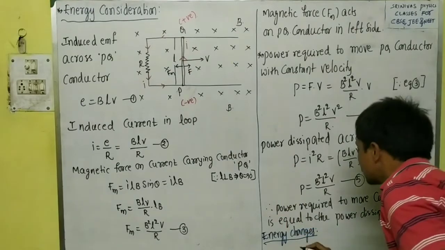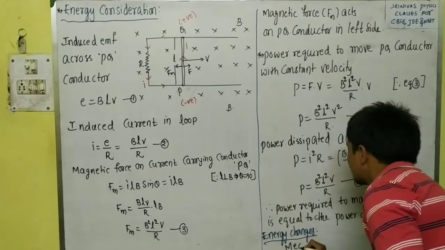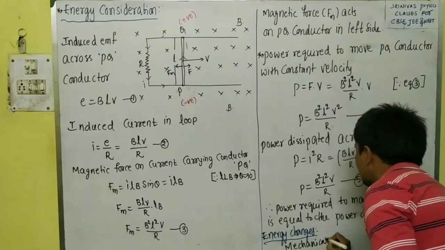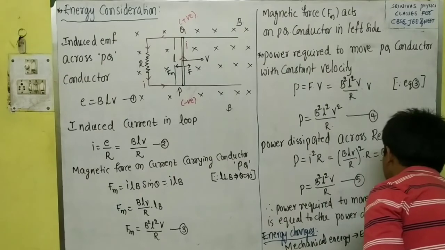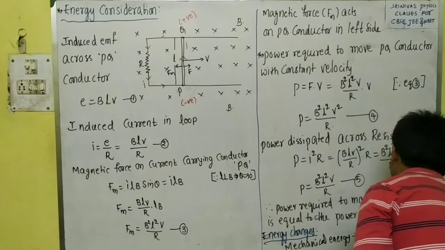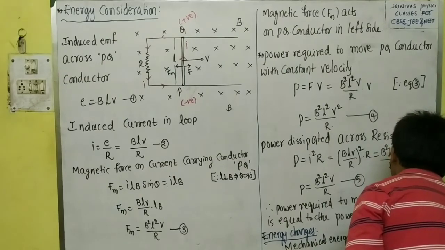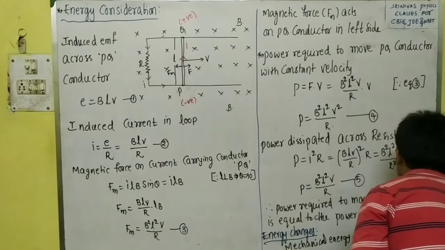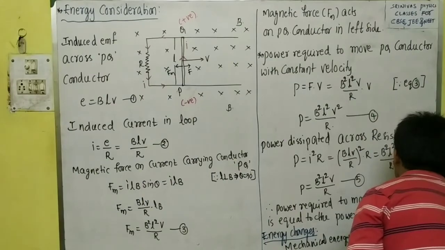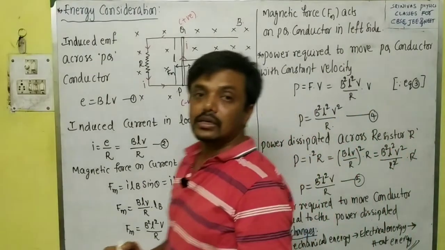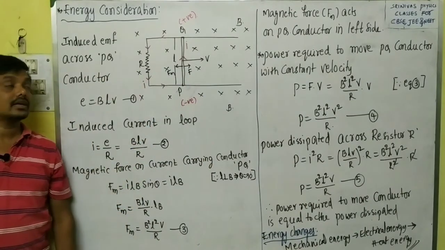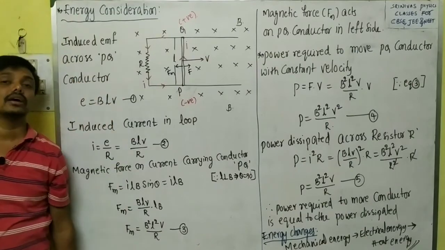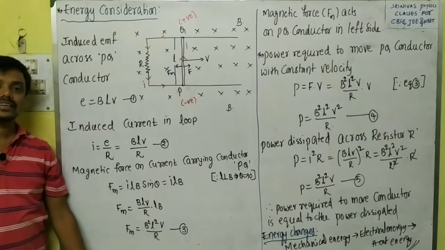Right, here we are using the mechanical energy. That mechanical energy converts into electrical energy. Then the electrical energy passes through the resistor, then it converts into heat energy. These are the energy changes that occurred in the wire during this motion. Right, this is about energy consideration or the power consideration. Take the screenshot and note it.